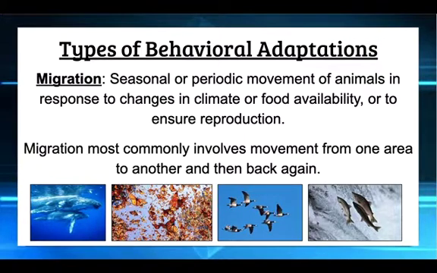Down at the bottom, you'll see 4 examples of this: whales, monarch butterflies, geese, and salmon. All 4 of these organisms have a behavioral adaptation so that they migrate and go back to their original area after that migration is done.